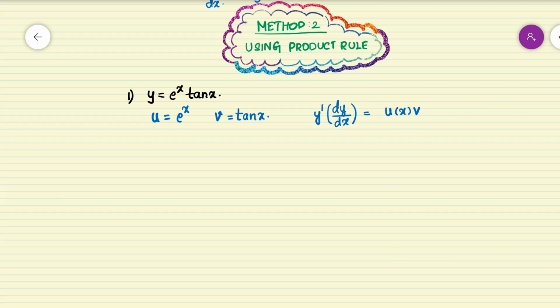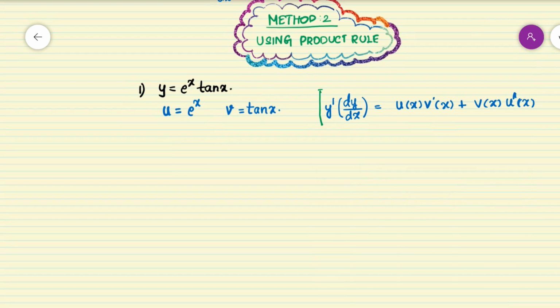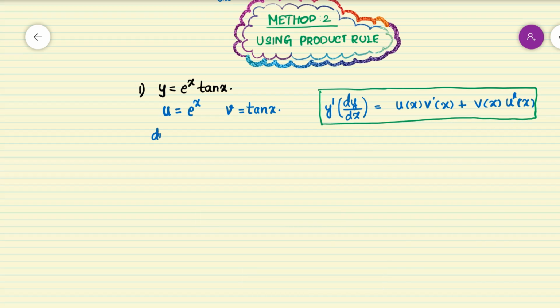So to solve this method of problems, we'll use this formula: u of x into v dash of x plus v of x into u dash of x. That is, the first thing you have to do is keep u and differentiate v, and you have to add the term with the next term.